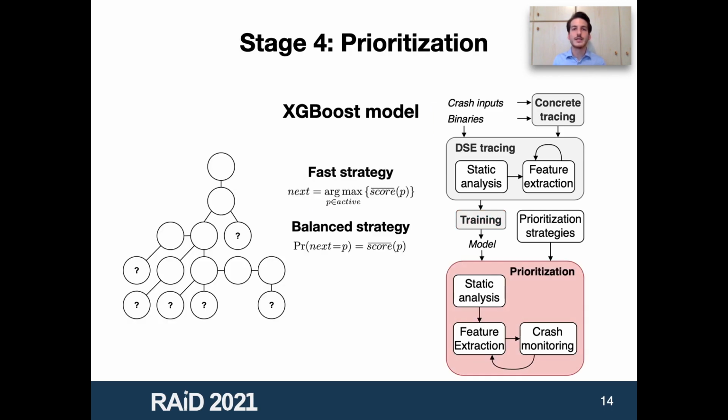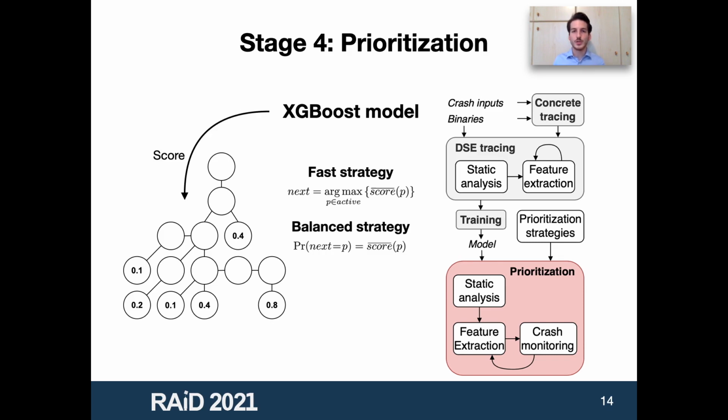The fourth and last stage in our approach is the prioritization stage. During the prioritization stage, we execute and explore unseen binaries from our dataset. This stage is very similar to the symbolic tracing stage that we have described before. However, instead of following a recorded execution trace, we use the trained classifiers and a prioritization strategy to direct symbolic execution towards states that are more likely to be vulnerable.